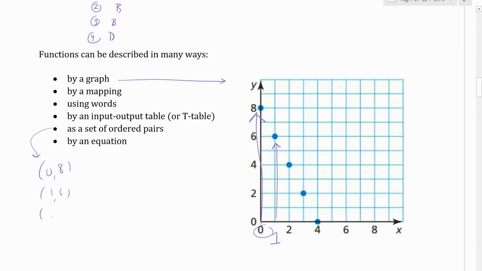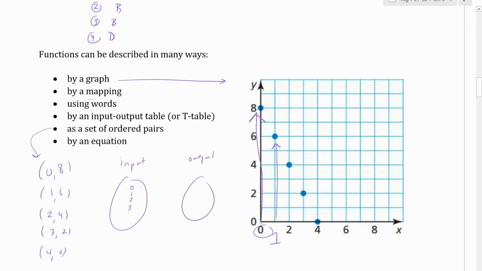I plugged in a 2, I got out a 4. I plugged in a 3, I got out a 2. I plugged in a 4, I got out a 0. Inputs, outputs, X's, Y's. You can do that with a mapping. That's where you say, okay, here's my inputs, here's my outputs.